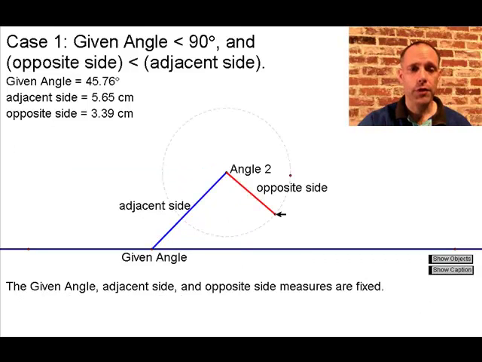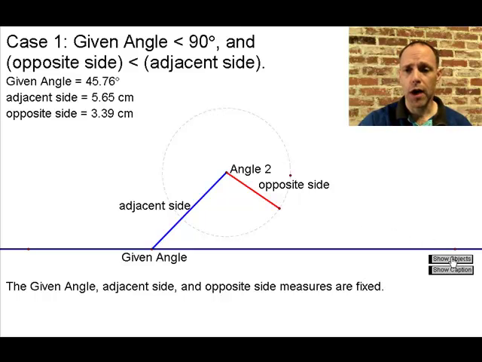This time, we have an acute angle. Our opposite side again is shorter than our adjacent side, and again I have a circle drawn centered at angle 2, whose radius is the length of the opposite side, and notice that no matter how I rotate that opposite side, it never intersects that base side to give us a complete triangle.